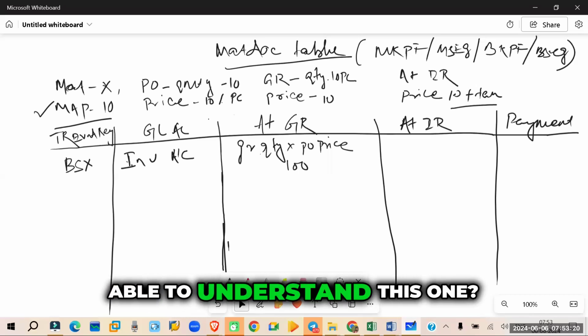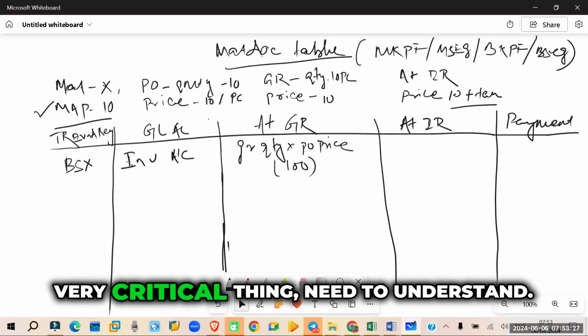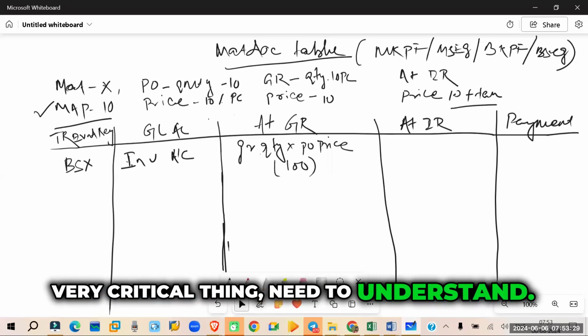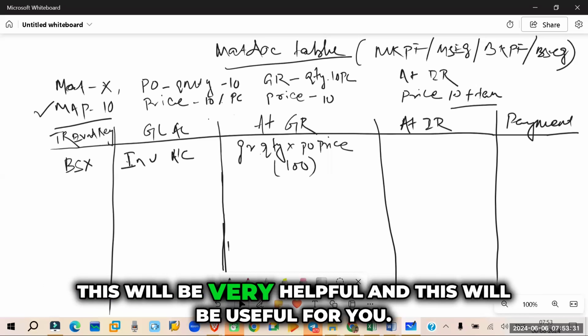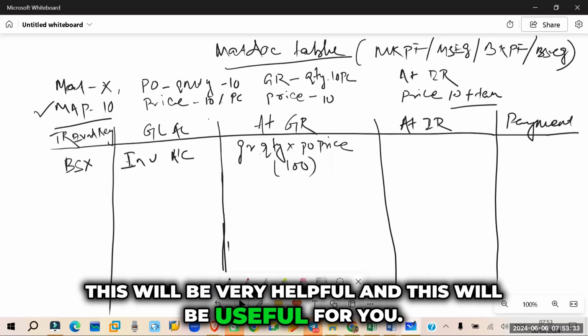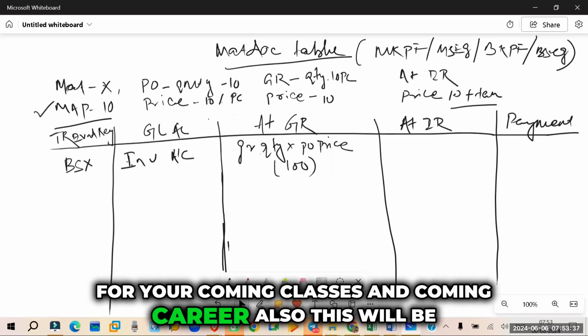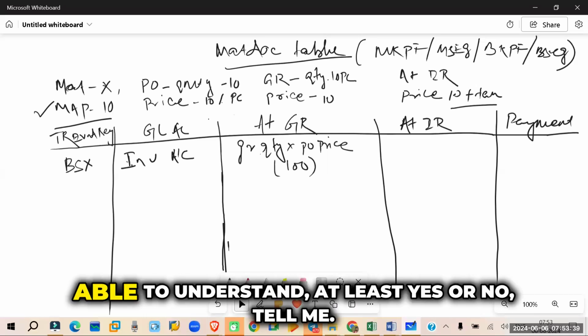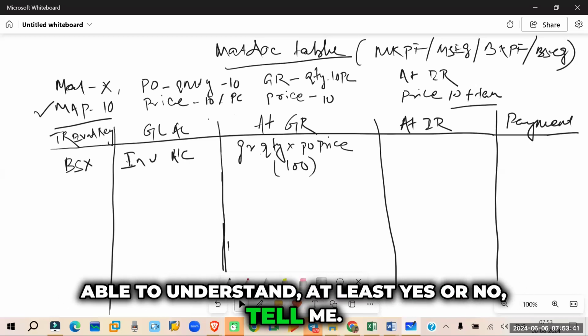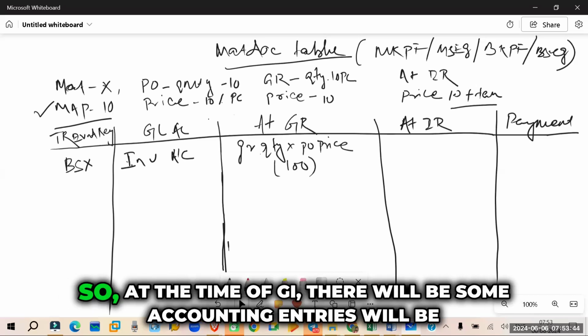Able to understand this one? Very critical thing to understand. This will be very helpful for your coming classes and your coming career also. Able to understand at least, yes or no? Tell me. No, sir. Okay.